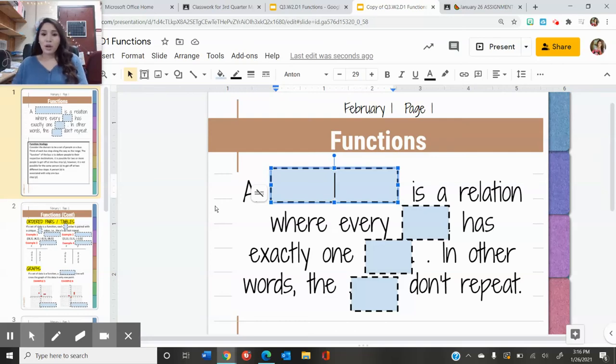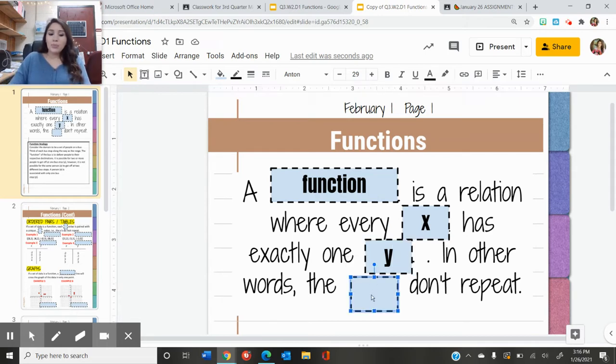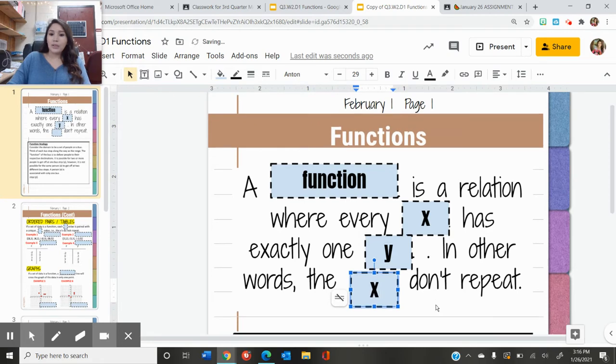For today's notes, we'll be talking about functions. So a function is a relation where every x has exactly one y value. That means that I cannot have 3 as my x value going to 2, 1, and 4. In other words, to put it simply, the x values cannot repeat.